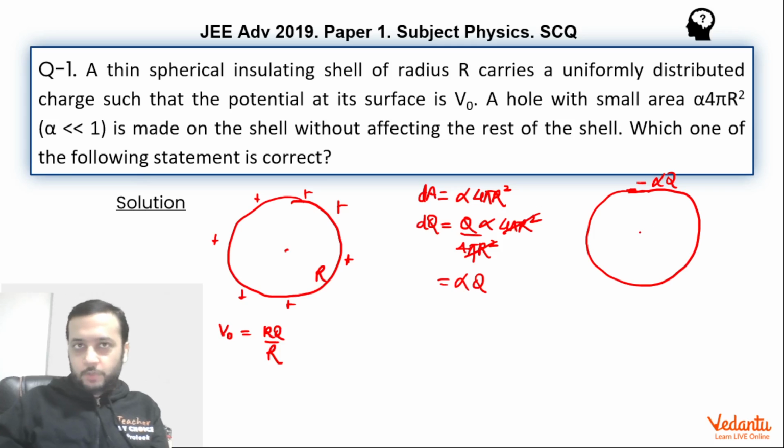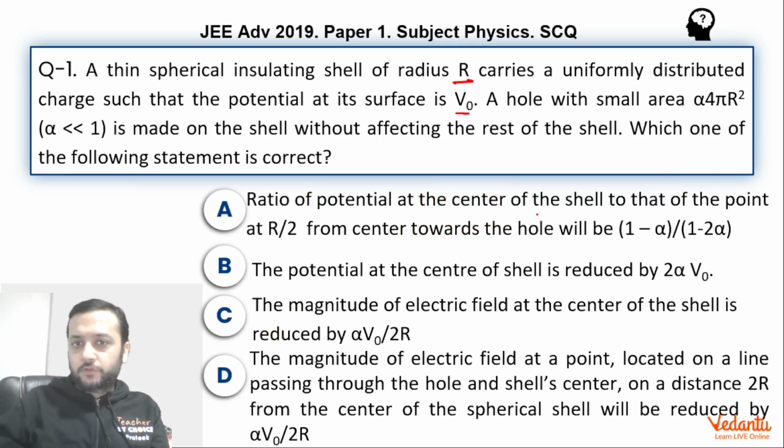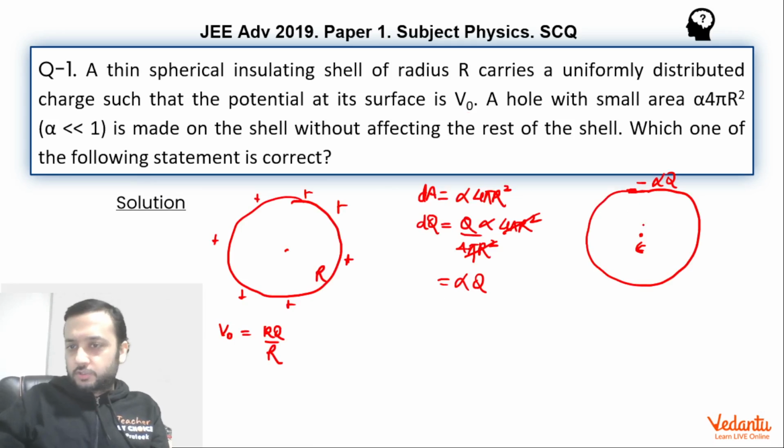तो अब let's check the options. This is the center of the shell. If you go to option 1, the ratio of the potential at the center of the shell to that at the point r by 2 from the center towards the hole will be this. तो रेशियो हमें यहाँ पे निकालना है और एक यहाँ पे निकालना है. तो सेंटर ऑफ द शेल पे रेशियो कैसे लिखेंगे? Because of the whole shell we can say that it will be V naught, but because of this minus charge we can say kq by r. So this is a negative charge, so k into alpha q by r.